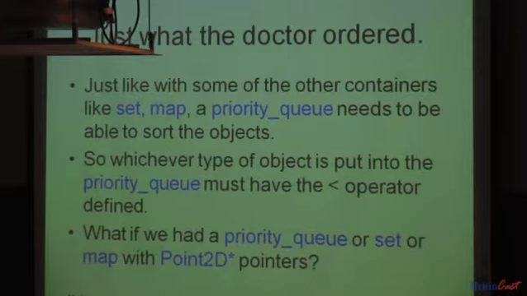So similarly with other containers like set, map, and priority queue, they need to be able to sort the objects. So it has to have the less than operator defined, or it has to have the ability to sort the objects using an input of type like point order x or something like that.